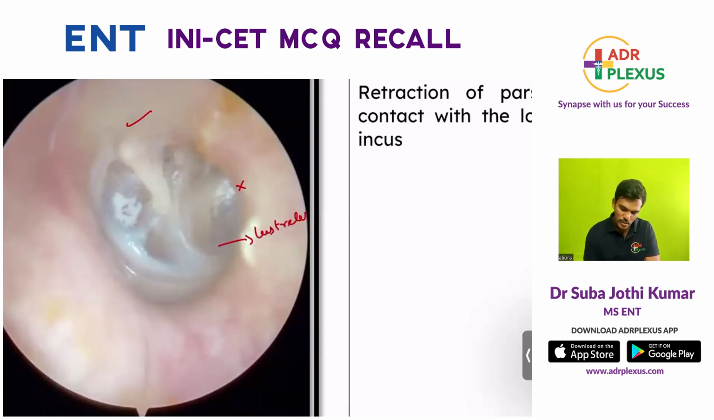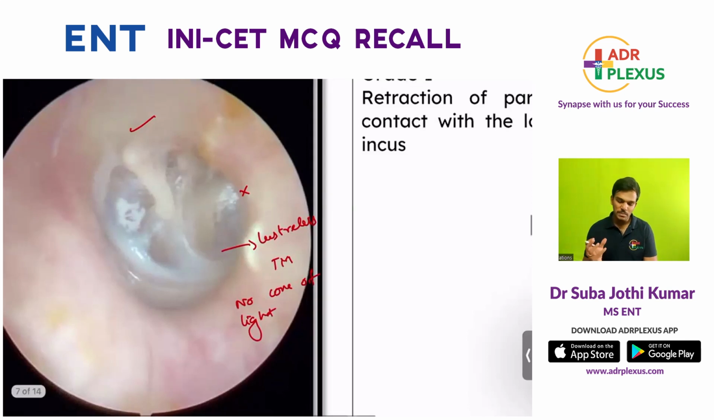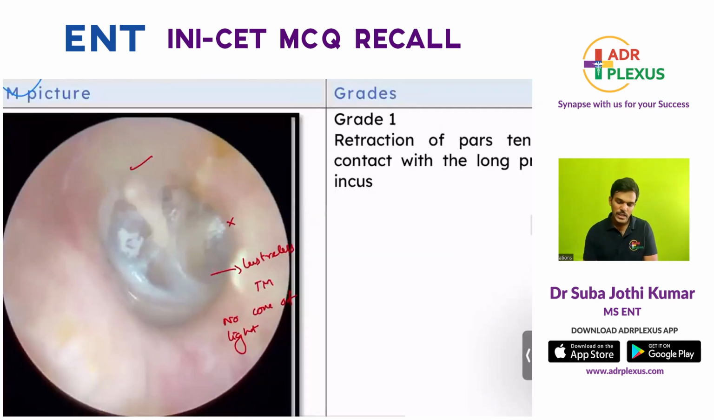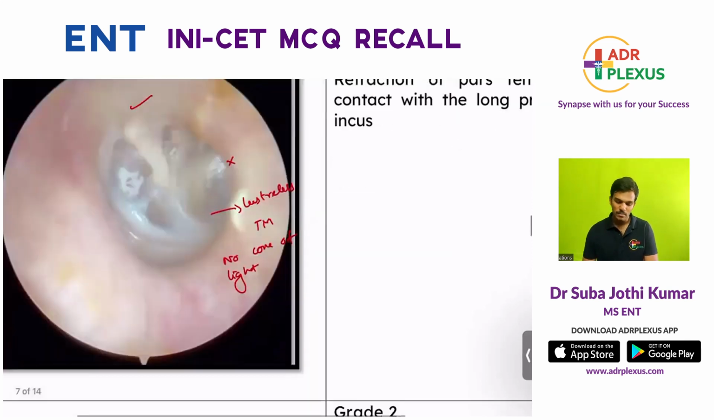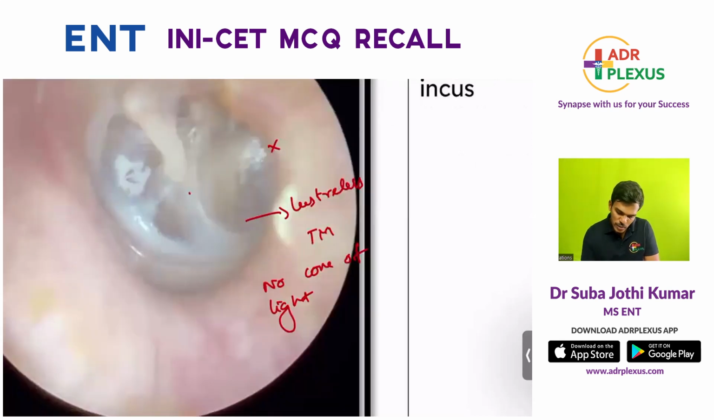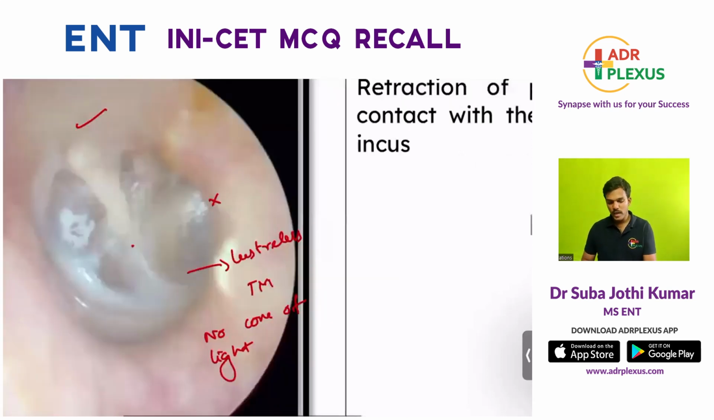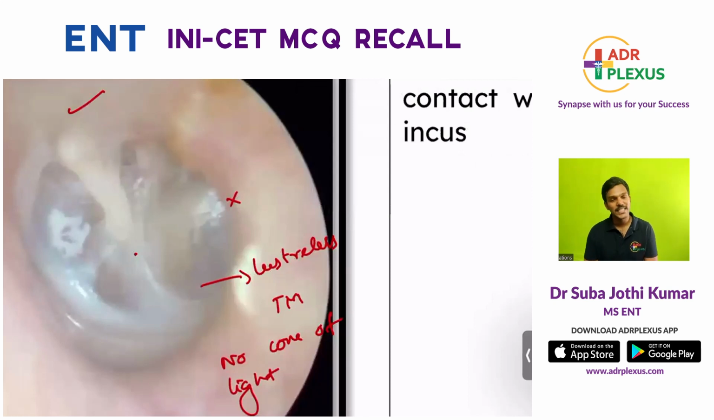So it is very dull, no? Lusterless TM. So no cone of light. You could see no cone of light. Yes. So if it is very minimally retracted, you could see the handle of malleus. But here you could start seeing some contact with the incus.